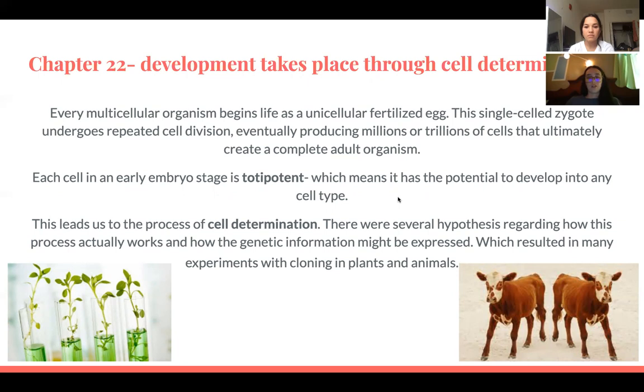There were several hypotheses regarding how this process actually works and how the genetic information might be expressed, which resulted in many experiments with cloning plants and animals.